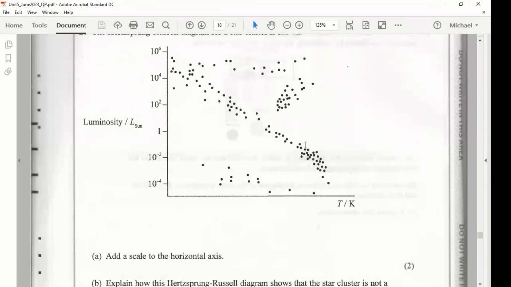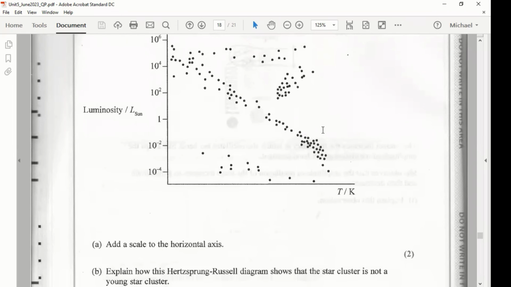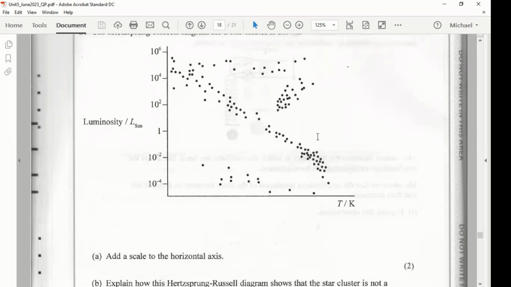It's not young because there are plenty of red giants showing. Red giants would only occur after a main sequence star has come to the end of its life. And that's obviously going to take some time. There are lots of red supergiants at the top as well. They would have been the first to go. But in order to get the red giants, there must have been some considerable time so that main sequence stars can evolve to red giants.